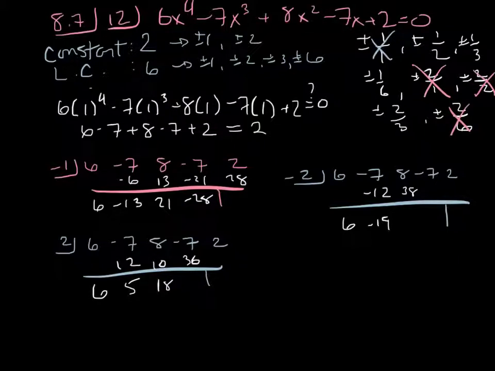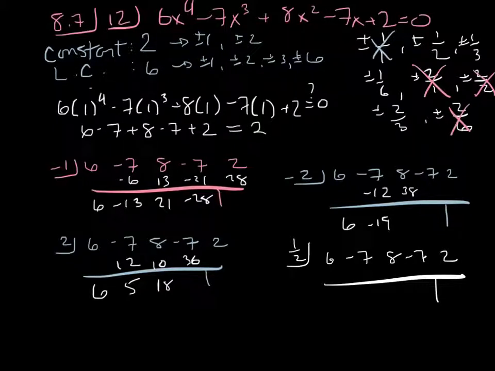Okay, and they could be anything. You just keep trying until you find one that works. Okay, and if none of them work, then there's no rational roots. Remember, these are possible rational roots. Okay, I'll try a few more. 1/2, 6, negative 7, 8, negative 7, 2. Alright, and so I get 6, 3, negative 4, negative 2, 0. Well, that one worked. 1/2 works. Okay, so we know 1/2 works.